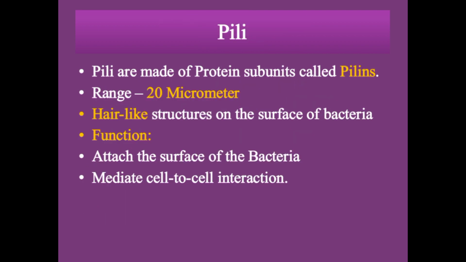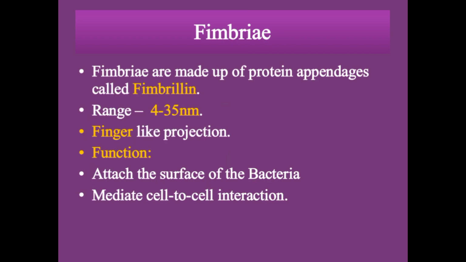Next one is pili. The pili are made up of a protein subunit called pilin. They range in length from a fraction of a micrometer to over 20 micrometers. Pili are hair-like structures on the surface of bacteria. Functions: pili help them to attach to surfaces, mediate cell-to-cell interactions and more. Next one is fimbriae. Fimbriae are made up of a protein subunit called fibrillin and range in length from 4 to 35 nanometers. Fimbriae are finger-like projections. Functions: the fimbriae help them to attach to surfaces, mediate cell-to-cell interactions and more.